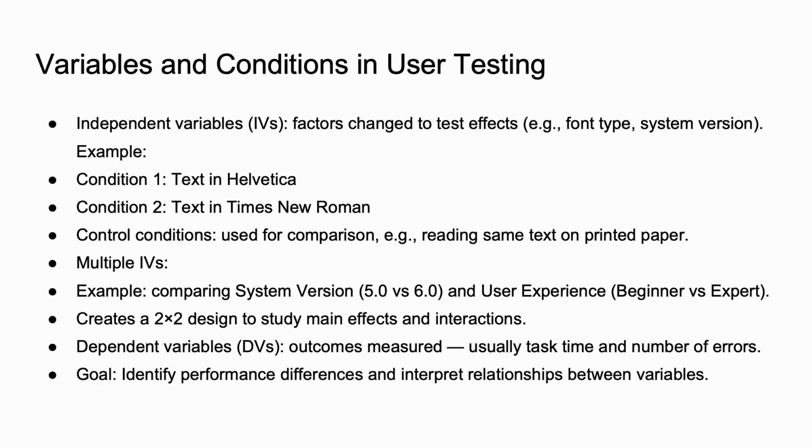When two or more variables are studied together, the design becomes more complex. For instance, comparing system versions alongside user experience, like beginners versus experts, forms a 2 by 2 setup, allowing researchers to see both main effects and interactions between variables. Performance is measured using dependent variables like task completion time or error count. Together, these data help evaluators understand which design performs better and why.